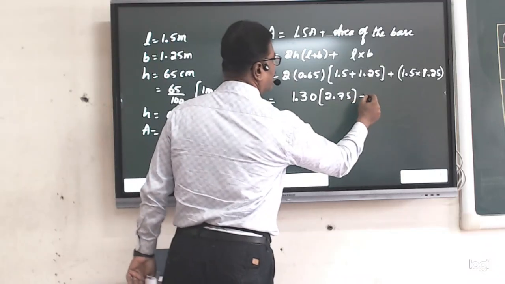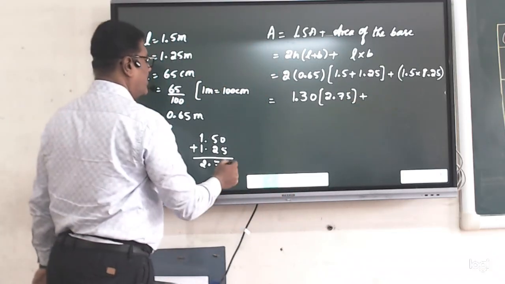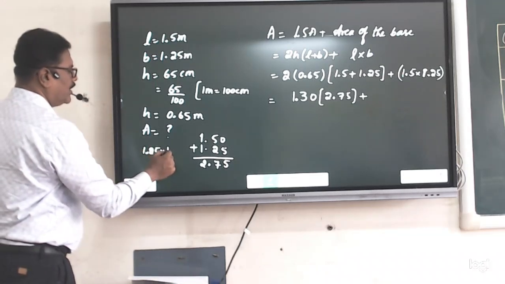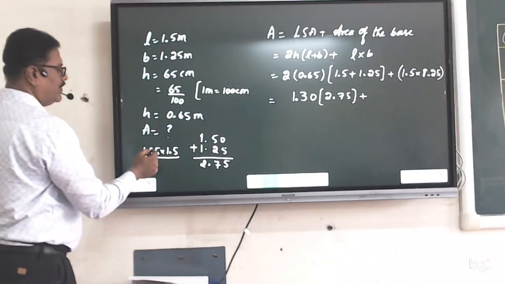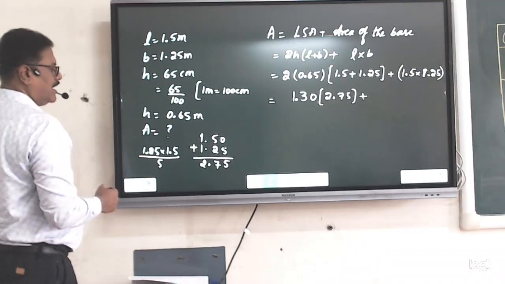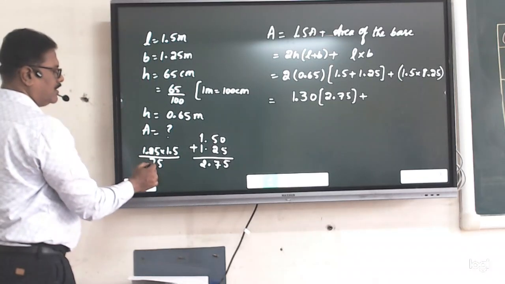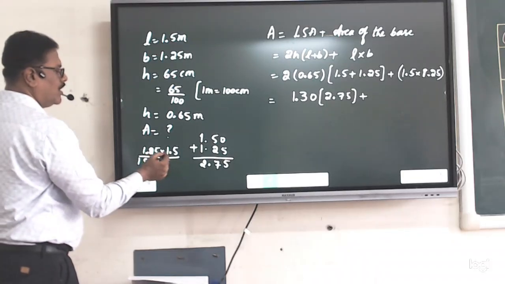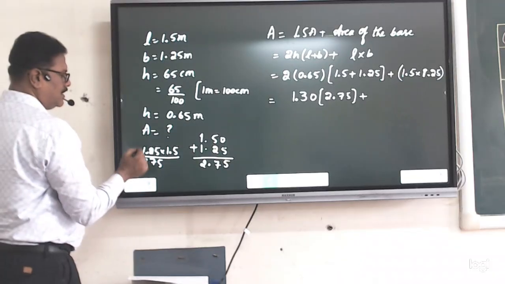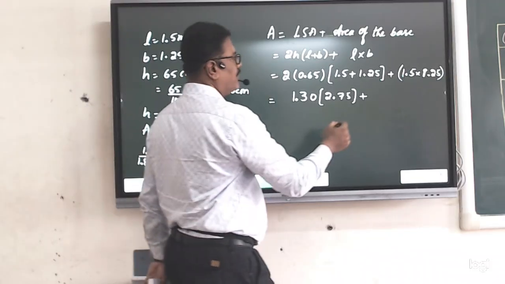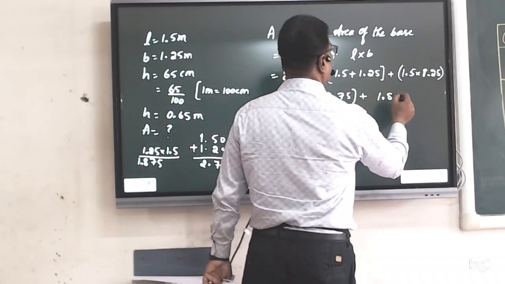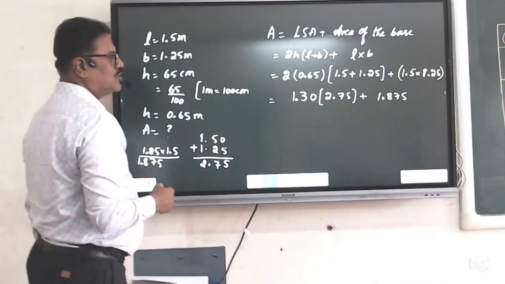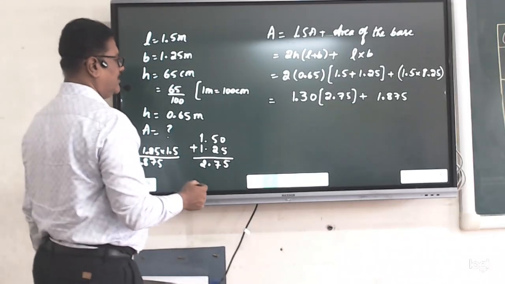2.75 and then 1.5 into 1.25. See, 1.25 into 1.5. Multiply now. 15 5s are 75, 7 carry. 15 2s are 30 plus 7, 37, 3 carry. 15 are 15 plus 3 is 18. 1, 2, 3 decimal places. So 1.875. Now once again 1.30 should be multiplied by 2.75.